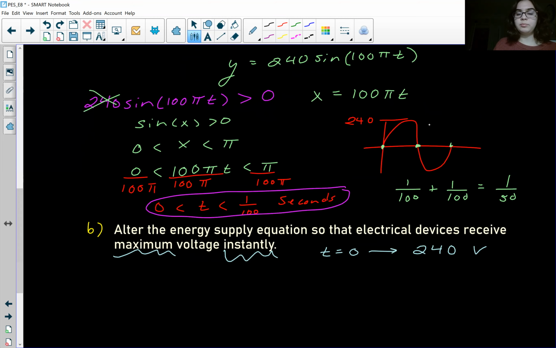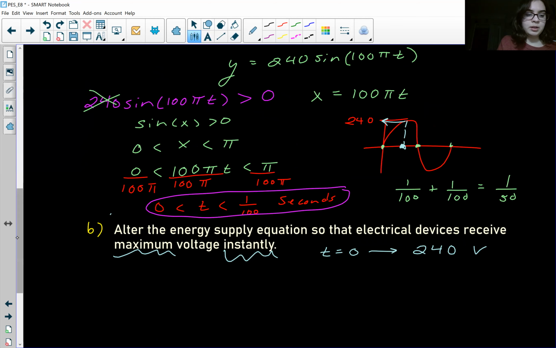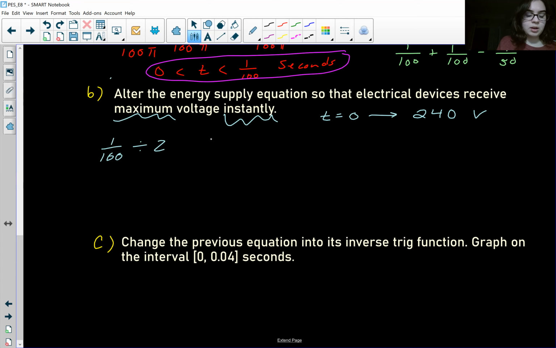And if we look back at our rough sketch of a sine curve, we get 240 a little bit later, and we want to shift it over to the y-axis. So it's looking like we have to change the sine into a cosine function. And let's think about what t value initially gives us that 240. It's going to be halfway between 0 and 1 over 100. So 1 over 100 divided by 2. That's going to be the same as 1 over 200.